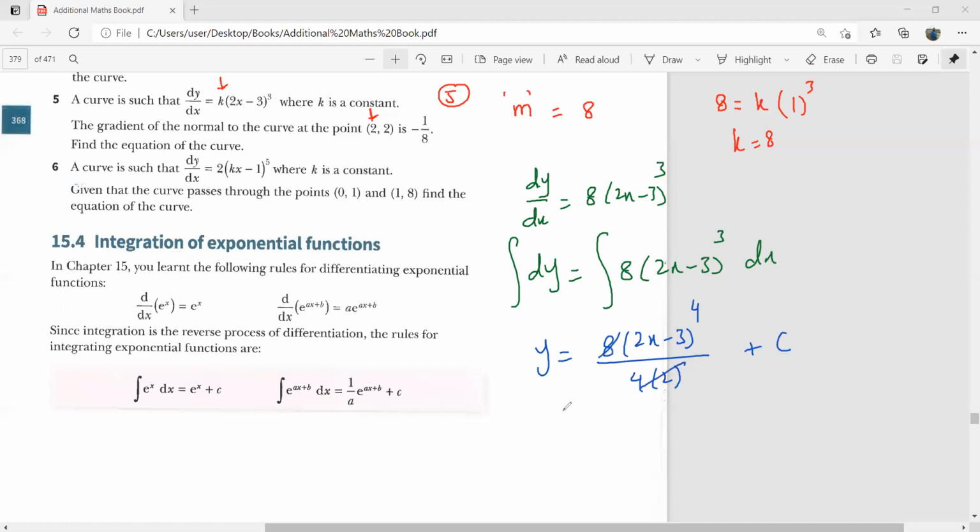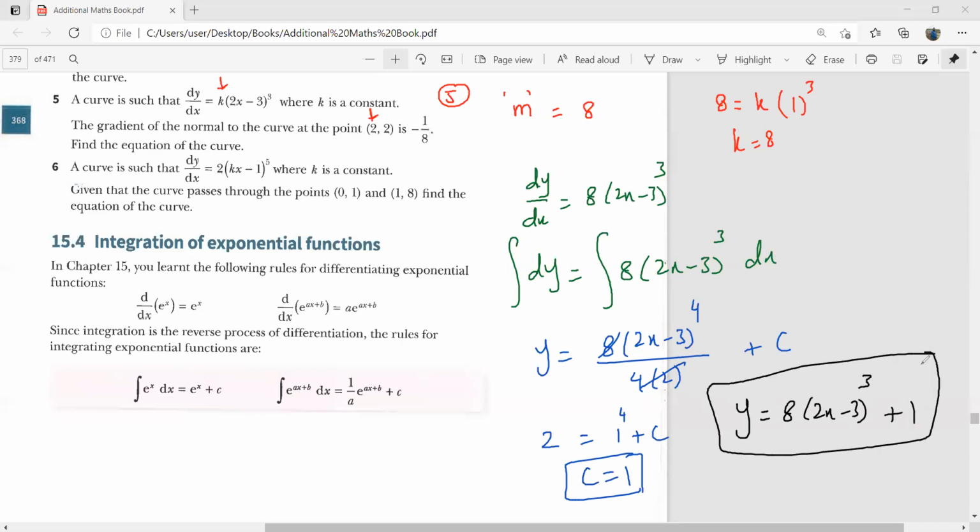So now let's use the point (2, 2). This is 2 equal to (4 minus 3), this is 1 raised to power 4, plus c. So your c is going to be equal to 1. Finally, the equation of the curve is going to be y equal to 8 into (2x minus 3) whole cube plus 1. That is the equation of the curve.